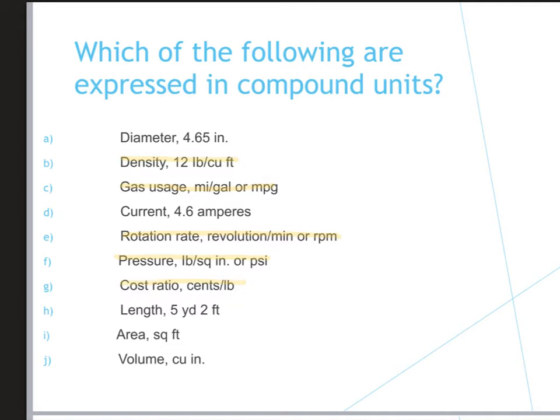I is area, which is square feet. So this actually means that we multiplied feet times feet. So because we multiplied two units, that is also a compound unit. And J is a compound unit because this is cubic inches. So we said inches times inches times inches.